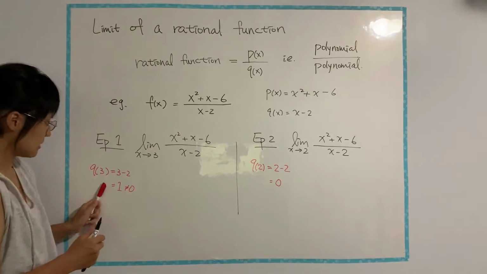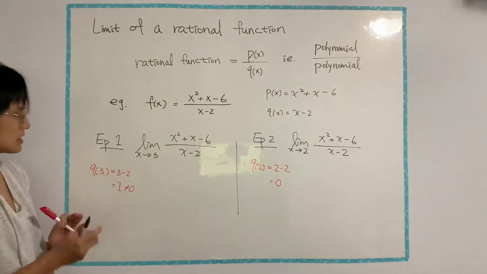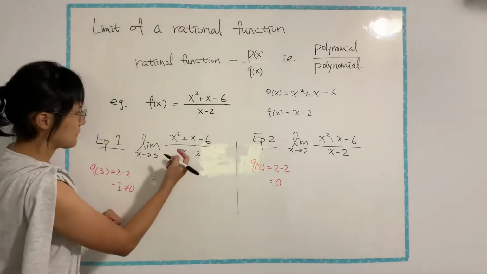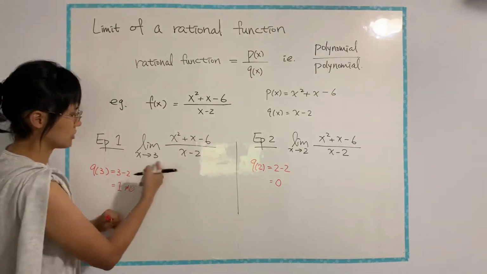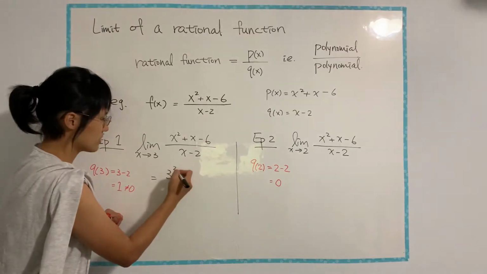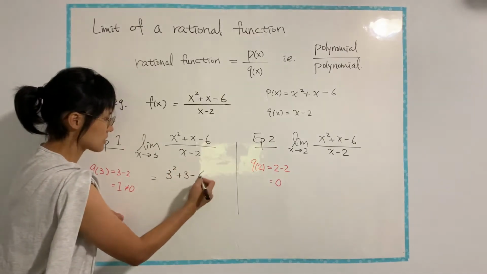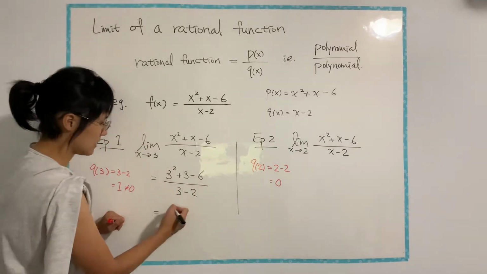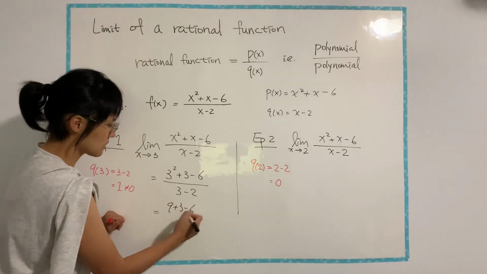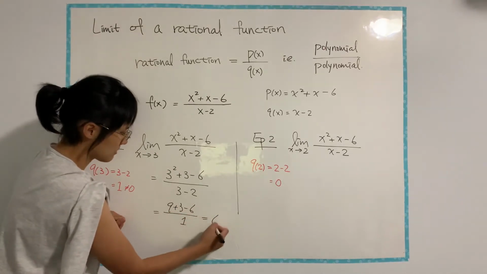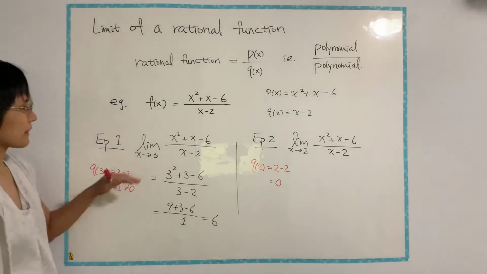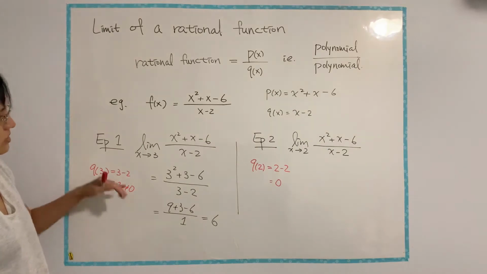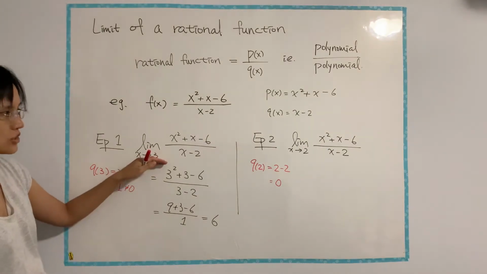In case 1, when q at c is not equal to 0, then it's easy. You just simply evaluate the function at c. So I have 3 squared plus 3 minus 6 over 3 minus 2. Simplify it. I have 9 plus 3 minus 6 over 1. So that gives us 6. Okay, so if q of c is not equal to 0, you can do straightforward evaluation.